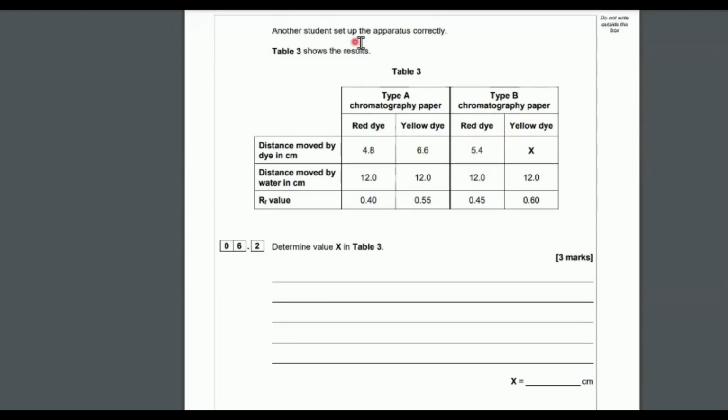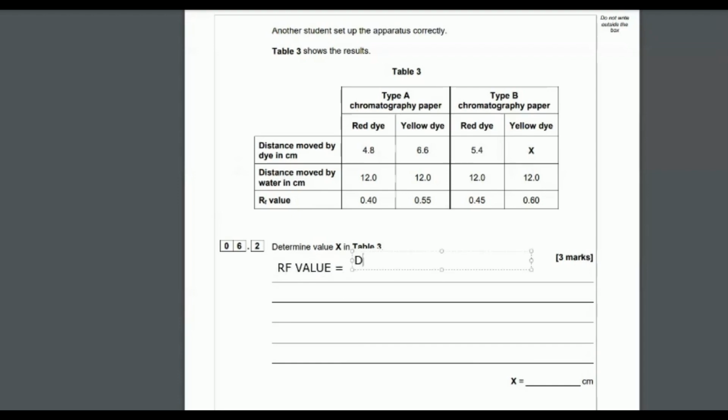So 6.2, we've been given a table of results for type A chromatography paper and type B. So they used the red and the yellow dye on both different types of chromatography paper. We've got the distance moved by the dyes, and then below that we've got the distance moved by the water, which has moved 12 centimeters each time, and then we've got the RF value. Determine X in table 3. So they want us to determine how far the yellow dye moved with chromatography paper B.